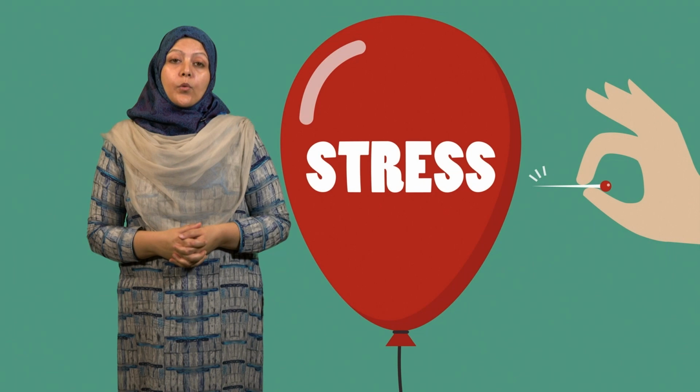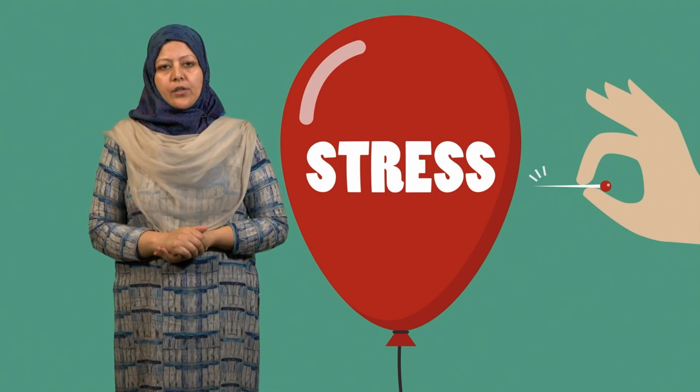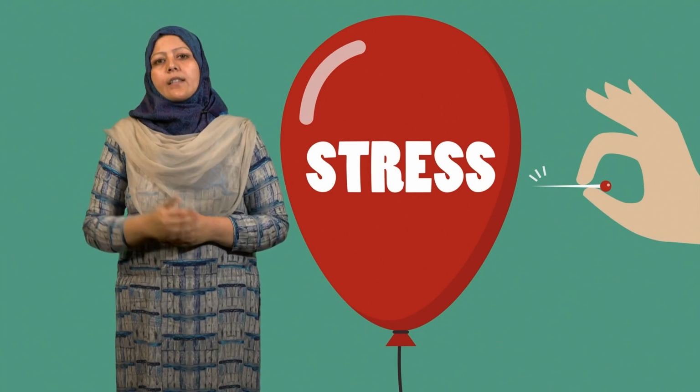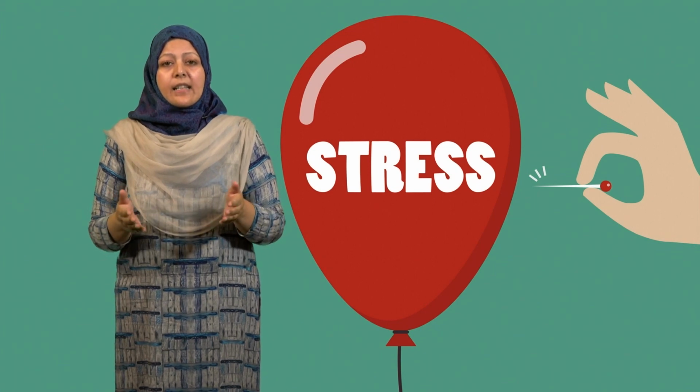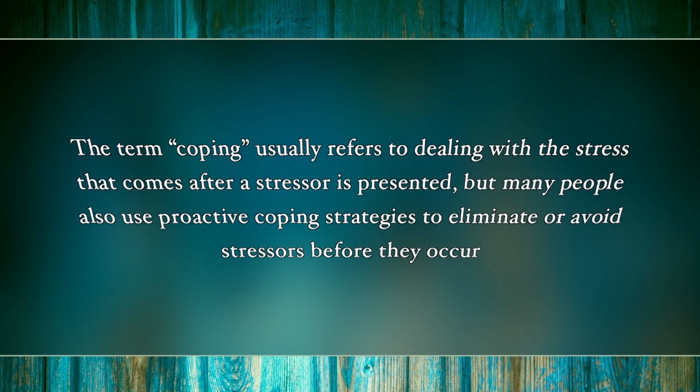Maladaptive behaviors are those that inhibit a person's ability to adjust to the particular situation. This type of behavior is often used to reduce one's anxiety, but the result is dysfunctional and non-productive. The term coping usually refers to dealing with the stress that comes after a stressor is presented. But many people also use proactive coping strategies to eliminate or avoid stressors before they occur.